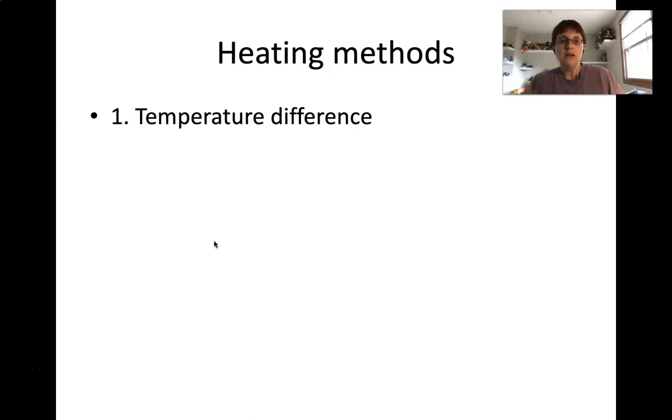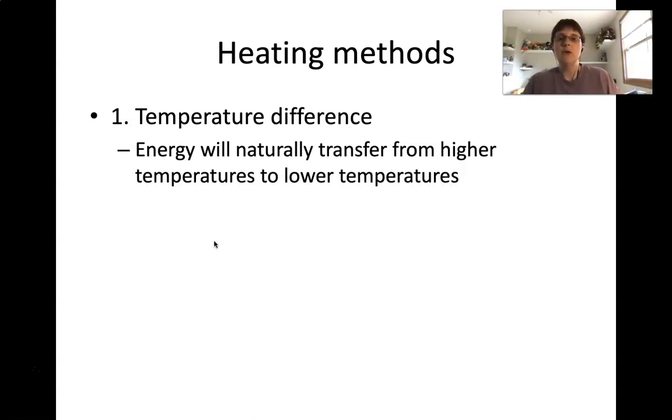So we can do heating and cooling, but how does it happen? One way you can do this is by creating a temperature difference. So heat will always transfer from higher temperatures to lower temperatures. So the energy from that object is going to transfer naturally from high temperatures to low temperatures. And if you think about it, you're already familiar with this. If your hands are cold, what will you do with them?